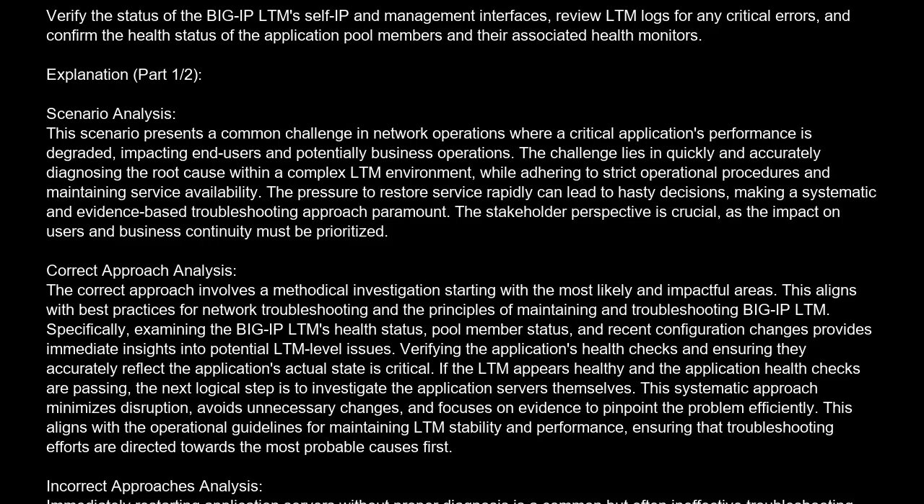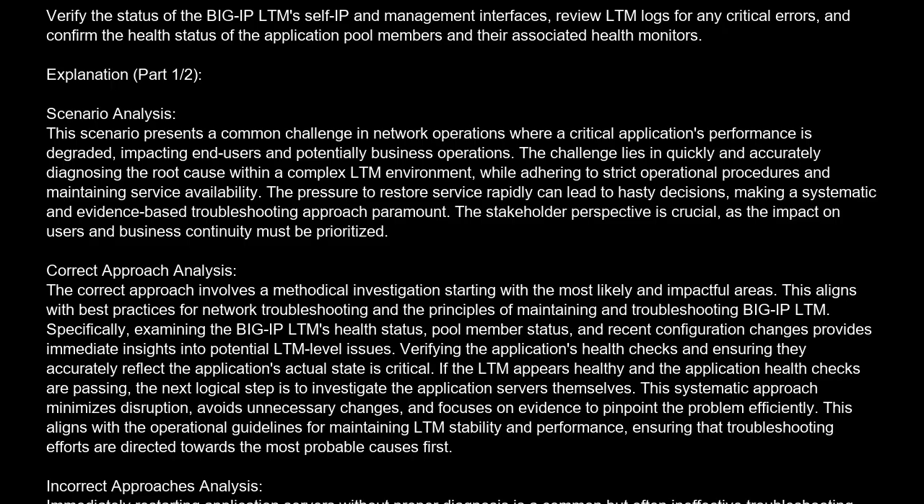The correct answer is A. Verify the status of the BIG-IP LTM self-IP and management interfaces, review LTM logs for any critical errors, and confirm the health status of the application pool members and their associated health monitors. Explanation. Scenario analysis.